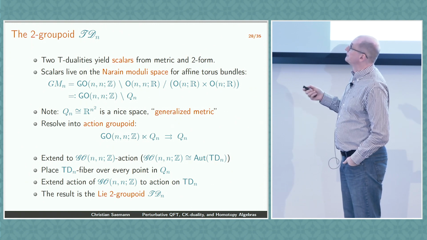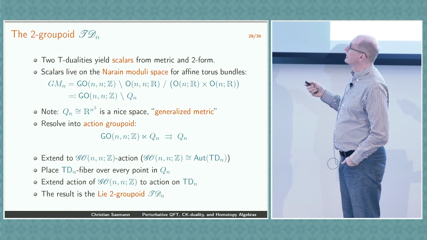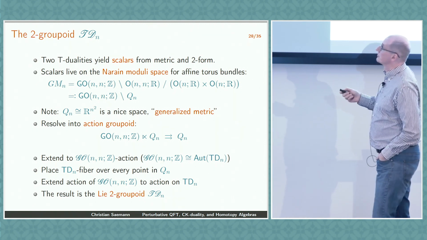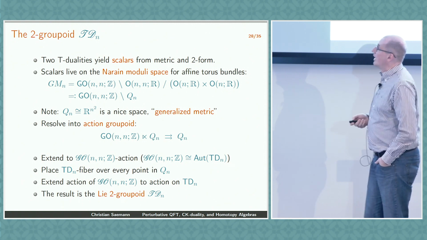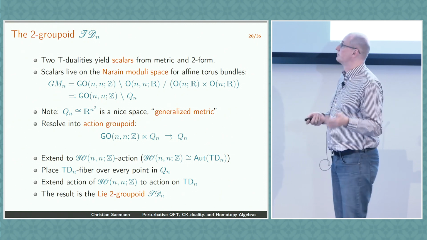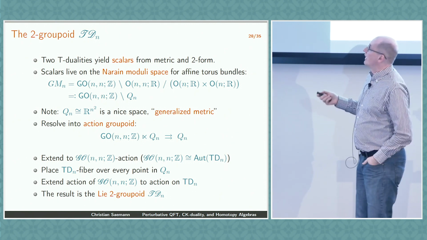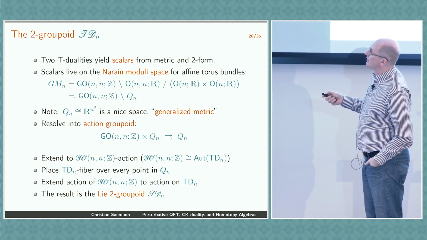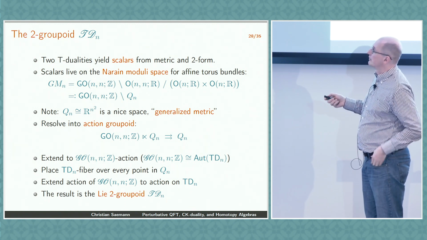So in particular, where do the scalars live, right? So we get the 2-group from the 2 T-dualities, and we get the scalars from the metric and the 2-form. And these scalars should live in this Narain moduli space, right? So just this double quotient. And so how do we incorporate this into the 2-group to get the principal 2-groupoid bundle? Well, this is a double quotient, and here we have the T-duality group, right? So what we do is we consider this space, and instead of quotienting by the T-duality group, we do this derived geometry trick, right?